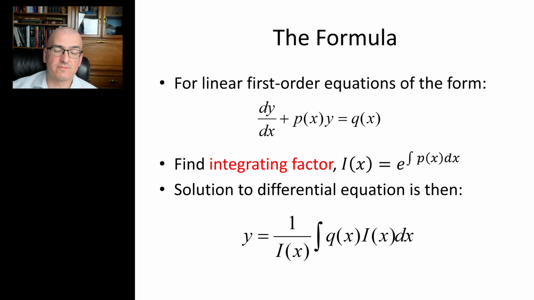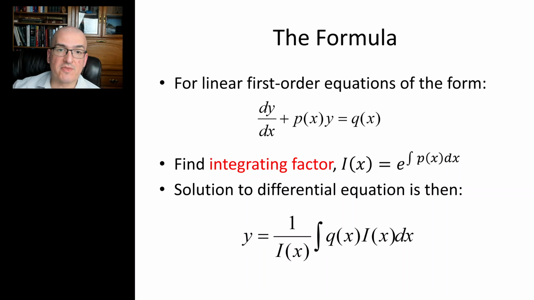Once we have that, we plug it into our big solution formula that tells us what the mystery function is. So our mystery function is going to be 1 over I of x, 1 over this integrating factor, times the integral of q of x times our integrating factor.